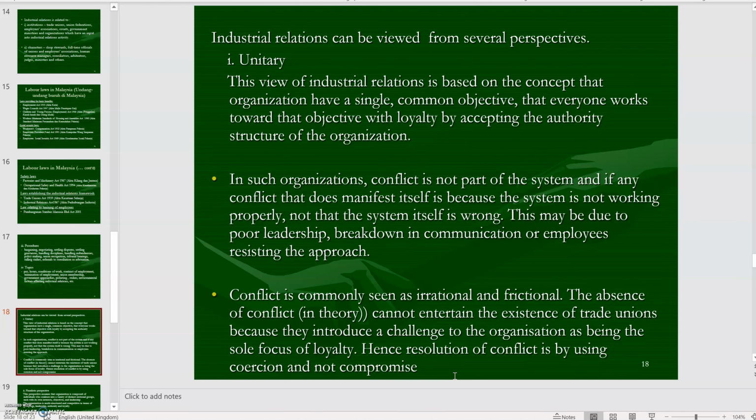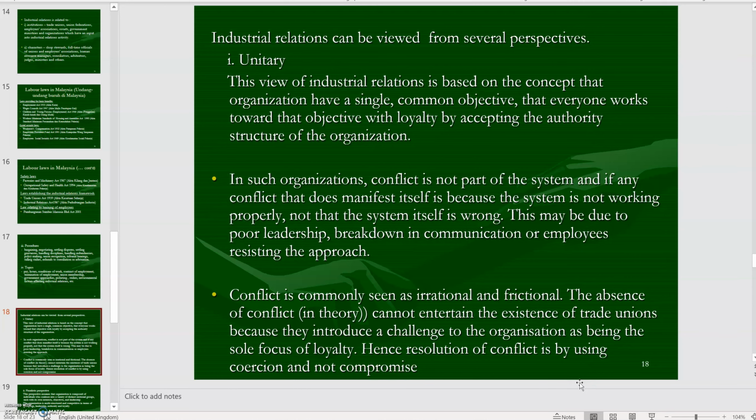Because of this, in theory, there cannot be a conflict, and because of that, they will not entertain the existence of trade unions, because a trade union will introduce a challenge to the organization as being the sole focus of loyalty. So resolution of conflict is usually by coercion and not compromise. Usually they will be forced to follow whatever decisions are made by the organization for them. Usually they will use unilateral decision making. Everything is managerial prerogative. Okay, so they will resist trade unions because they see that it's not rational.